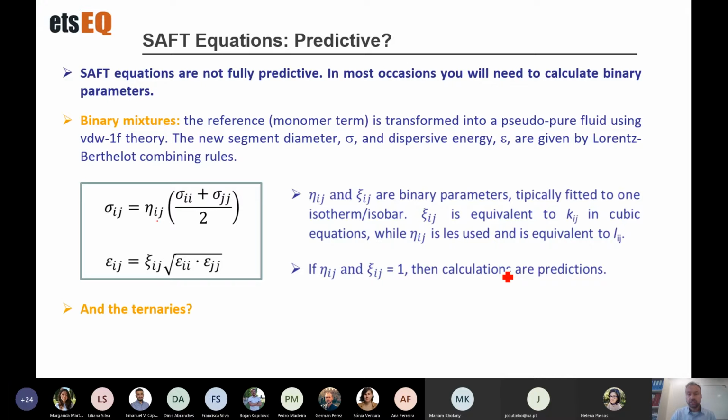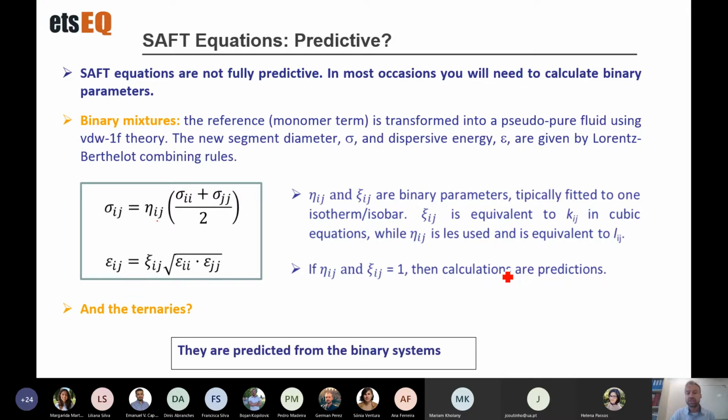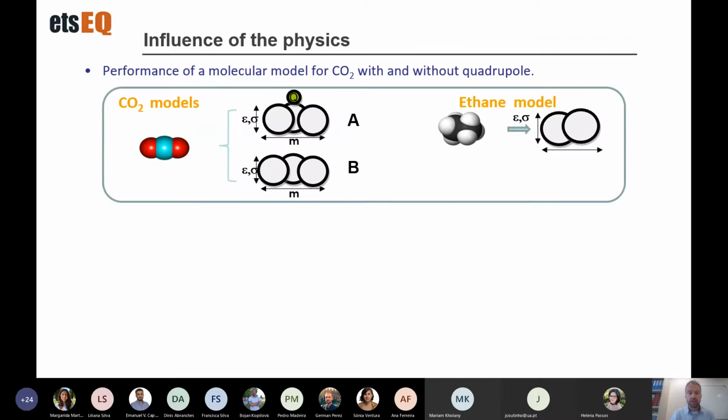Well, and the ternaries. Do we have to fit anything for the ternaries? The answer is no. They are predicted from the binary systems and so on. Ternaries, quaternaries, multi-component mixtures, okay? So the answer is, yes, we can predict ternaries and multi-component systems, but for binary mixtures which are not ideal or where not all the contributions are well accounted for, you need binary parameters, okay? So let's say that SAFT equations can be predictive sometimes or are semi-predictive.